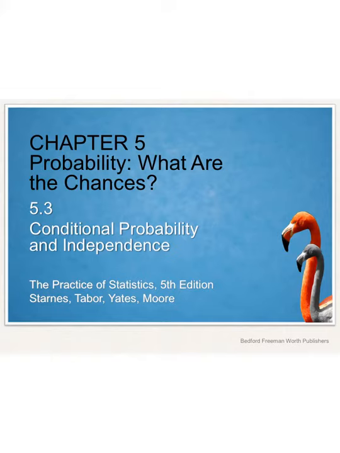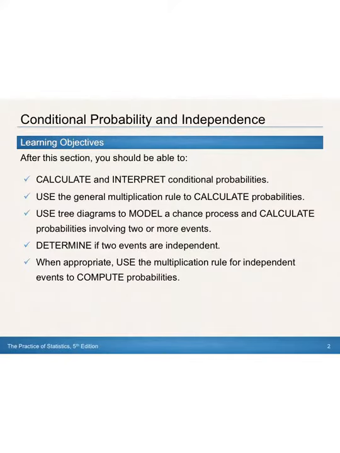The last section of Chapter 5 deals with probability that is conditional on something else happening beforehand. Here are the objectives that are dealt with in this section. The key issue is that the probabilities that we're going to deal with and the tools we're going to use are going to have to do with probabilities where the second probability depends on the other one happening first.